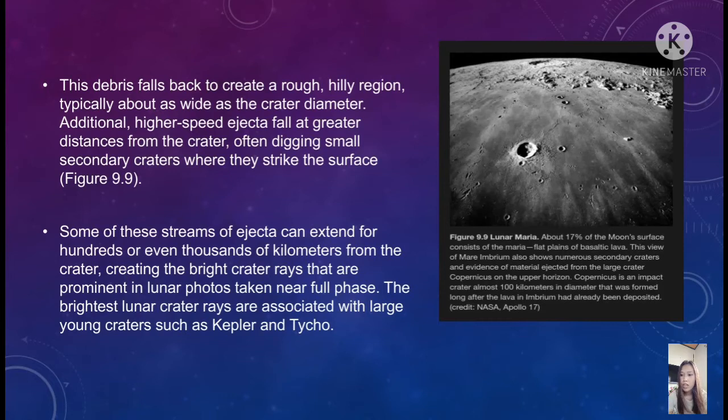Some of these streams of ejecta can extend for hundreds or even thousands of kilometers from the crater, creating the bright crater rays that are prominent in lunar photos taken near full phase. The brightest lunar crater rays are associated with large young craters such as Kepler and Tycho.